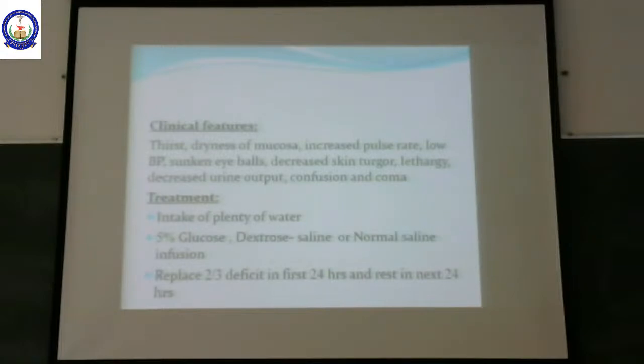How do you identify these people with dehydration? They will feel very thirsty. Even you must have noticed whenever you have not drunk enough water that you can feel thirsty. There is dry mucosa, the lips become dry, increased pulse rate, low BP, sunken eyeballs, loss of skin elasticity, and the skin will appear as if in old age, you can see wrinkles on the skin.